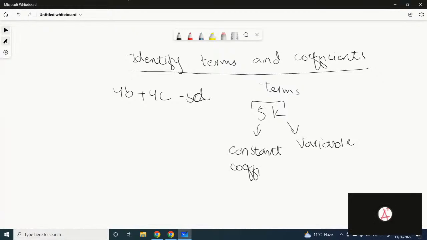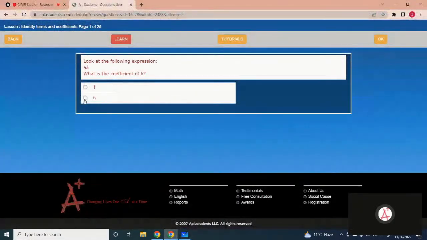Not the constant, sorry, it is the coefficient of the variable k. Got it? So 5 is the coefficient and k is the variable, and together it makes a term. Okay, so here the coefficient of k is 5. Got it?